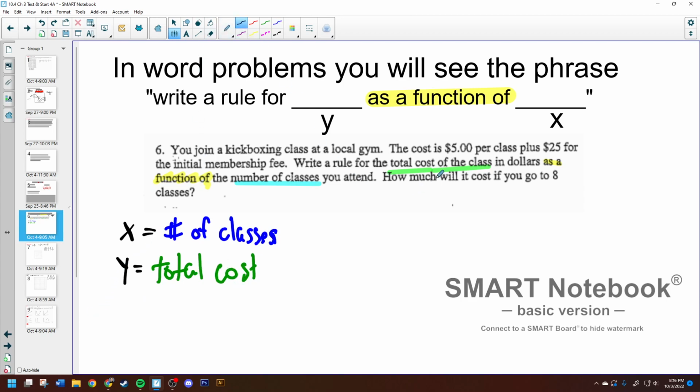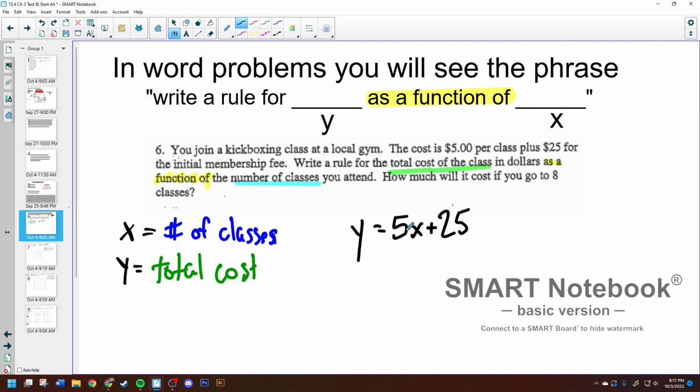So we can go ahead and try and come up with our equation now. So the cost is $5 per class plus $25 for the initial membership fee. All right, well that's $25 happening once. We're paying $5 per class. Well, number of classes was x, so 5x plus 25, and that's going to equal our total cost. Okay, this is our equation here.